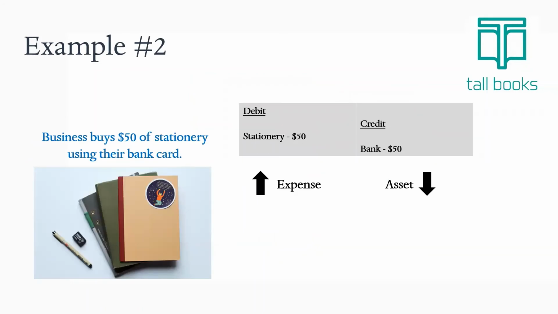Let's look at another example. A business owner pays for some stationery using their bank card. First, let's once again think about the accounts impacted. Stationery account, which is an expense, and the bank account, which is an asset. Step 2, are they increasing or decreasing? In this case, our expense account stationery is increasing, so we debit stationery expense $50. Our bank account, however, decreases by $50 to pay for the stationery. Therefore, we need to credit the bank account as an asset by $50. And lastly, we ensure that this balances and we can see we've got $50 on each side. So we're happy with that.